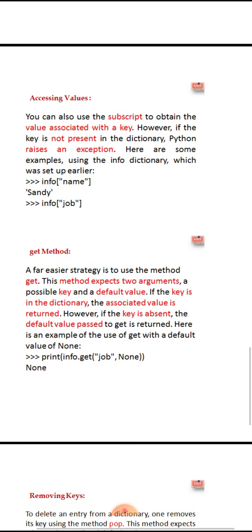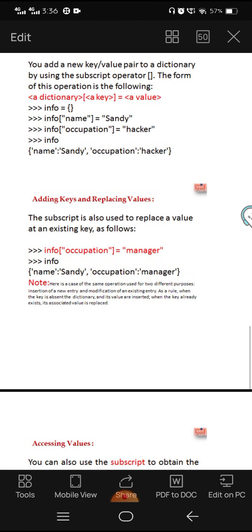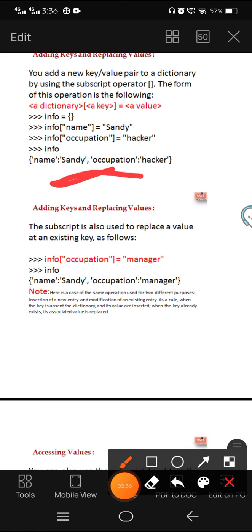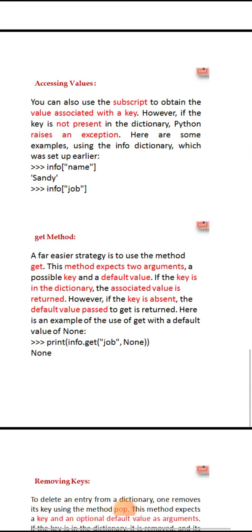Accessing values. We can also access values using subscript to obtain the values associated with a key. However, if the key is not present in the dictionary, Python raises an exception. Here are some examples using the info dictionary which was set up earlier. Info name Sandy. Info job. Here the job is not mentioned in this dictionary, so it will print an error.